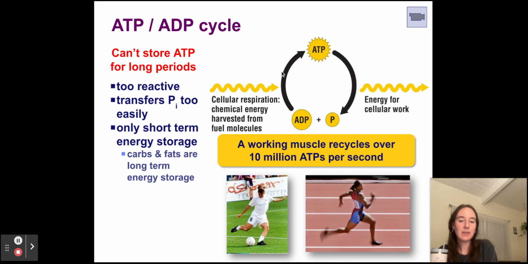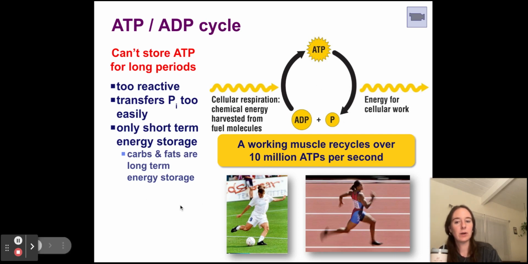So ATP is just a short-term use of energy. If we want to store energy for the long term, we just store that energy in carbohydrates and fats. So carbohydrate can hang out for a while. Carbohydrates are pretty stable. And so if you wanted to get energy from that carbohydrate or that fat, you could do cellular respiration and break it down, and then get ATP from it. And so your working muscles actually recycle 10 million ATPs per second. So this process happens really, really fast in your muscles.